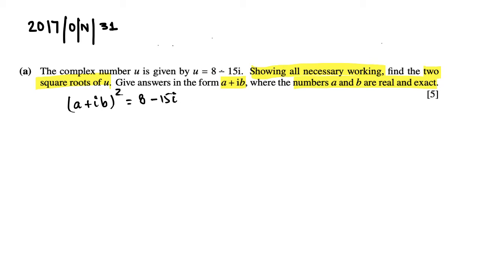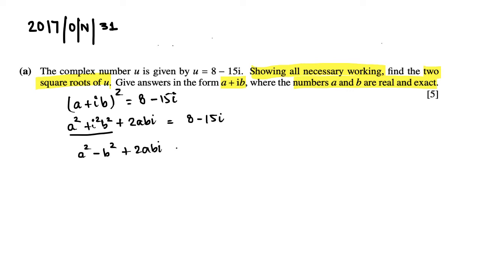If the square root of this number is a plus ib, then the square of this number should be equal to this. Now this is the simple algebra formula (a plus b) whole square, which can be written as a square plus i square b square plus 2abi equals 8 minus 15i. Further, I can simplify this and write it as a square minus b square plus 2abi equals 8 minus 15i.